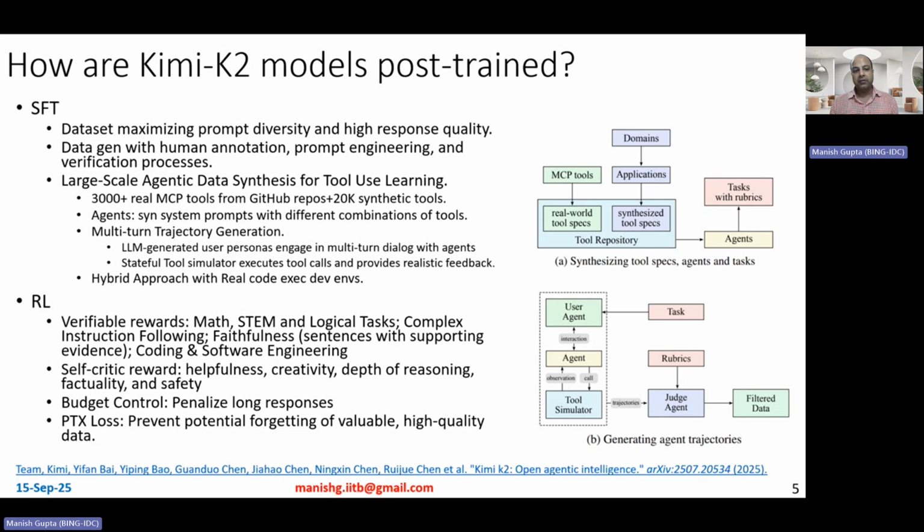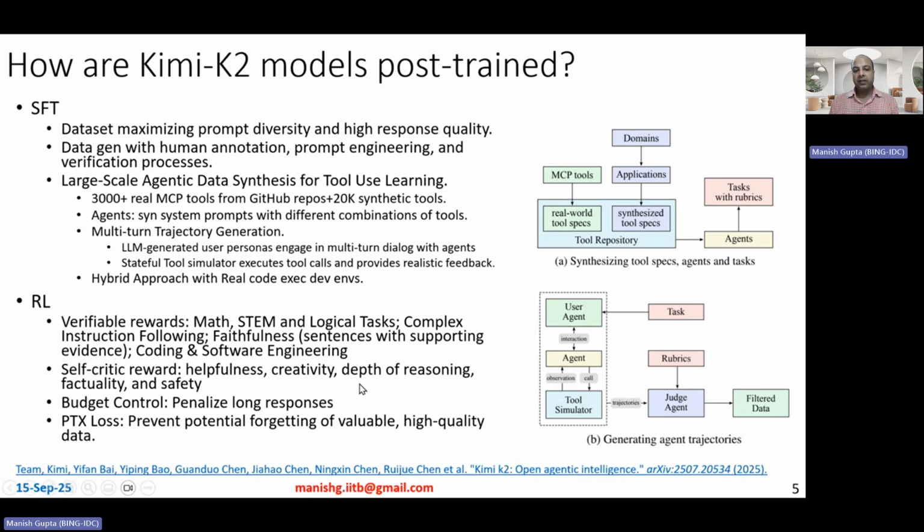Verifiable rewards are also available for complex instruction following. And then there is also a faithfulness reward that they include, which is more like a grounding reward. So basically, to ensure that the output that is generated does not contain sentences without any supporting evidence, right? So those are some of the verifiable rewards that they use for reinforcement learning.